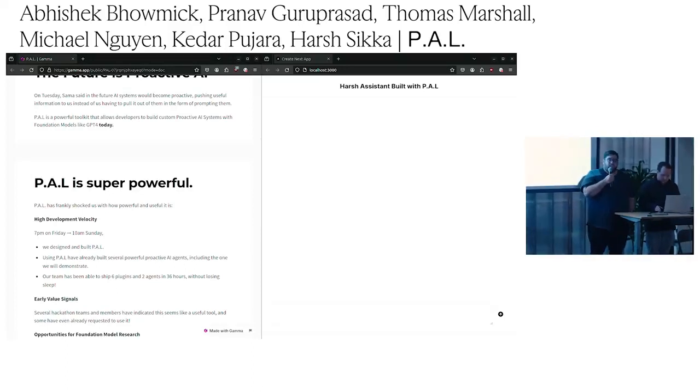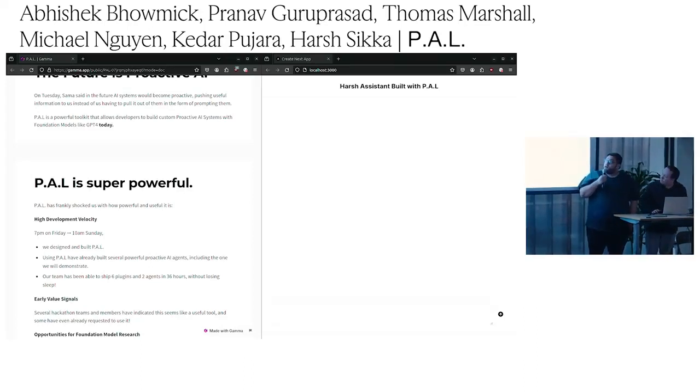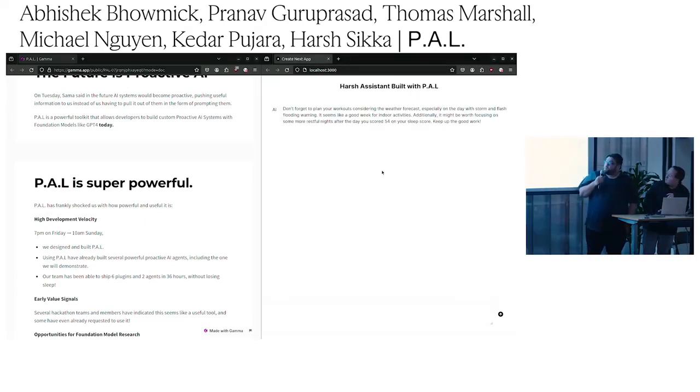And so we had this challenge in our heads. Modern day foundation models like GPT-4 are very powerful general reasoners. So could we show with modern systems how these can actually be proactive today? And so P.A.L is a very powerful, flexible, and expressive library.